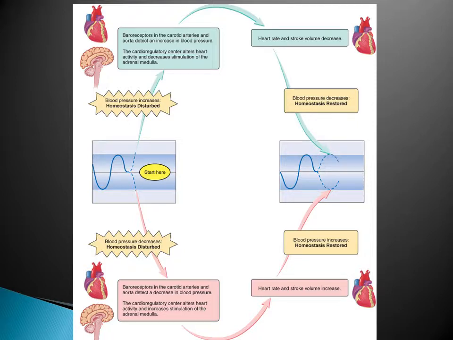If on the bottom half of the chart you get a decrease in blood pressure, the baroreceptors detect that, and the cardioregulatory center in the medulla can increase the stimulation of the adrenal gland and send those sympathetic fibers to the heart. And those sympathetic fibers will release epinephrine, and you'll get the heart rate and stroke volume to increase.